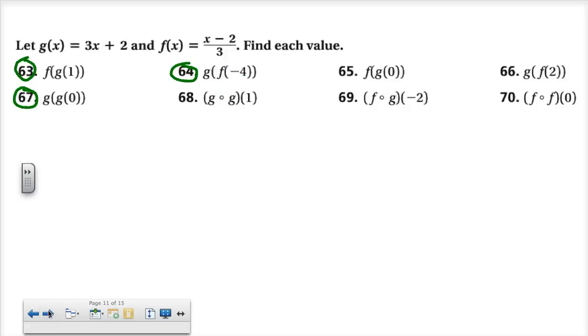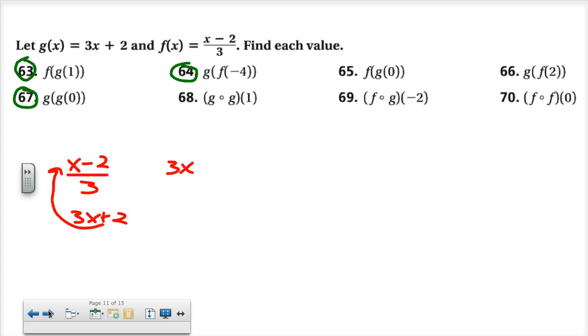Then we have a g of x and an f of x here, and we are to do some compositions and then evaluate for a certain number. Number 63 has f of g of 1. So if I have f of x, x minus 2 over 3, I am to put g of x, which is 3x plus 2, in for x wherever I see it.